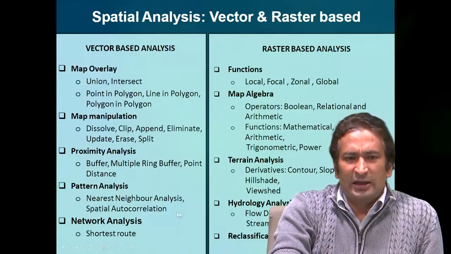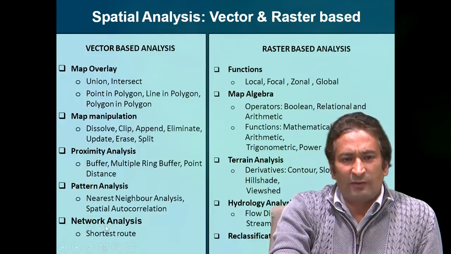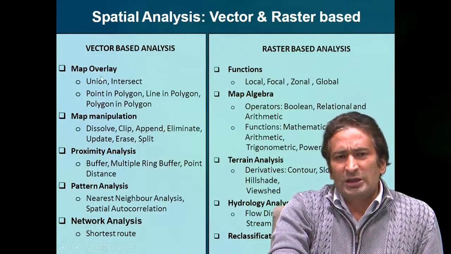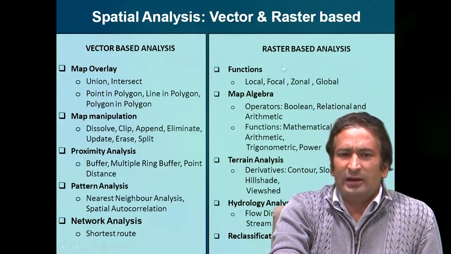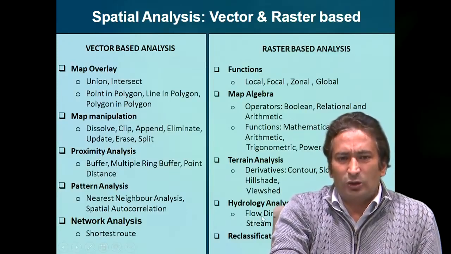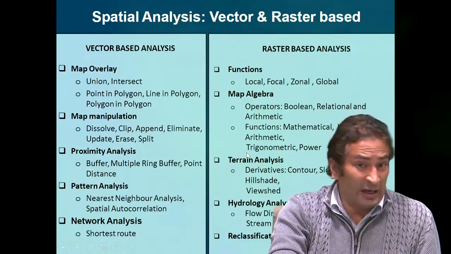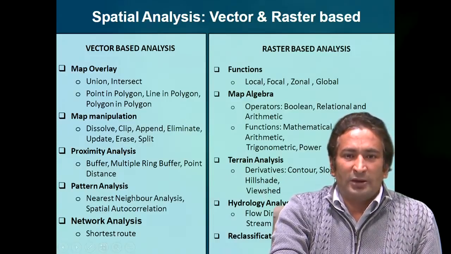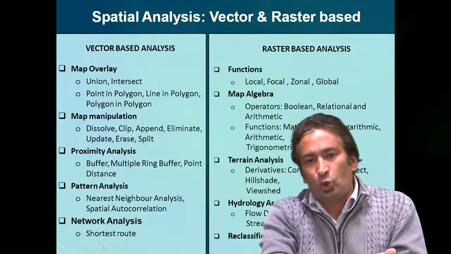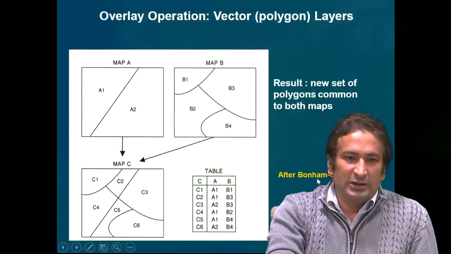Pattern analysis, nearest neighbor analysis, spatial autocorrelation, network analysis, shortest route. So these are some of the vector based analyses. Similarly, for raster we have hydrological analysis: flow direction, flow accumulation, stream, reclassification; and terrain analysis: contour mapping, slope, aspect, and how to generate contours from a raster data set. So these are some of the things.